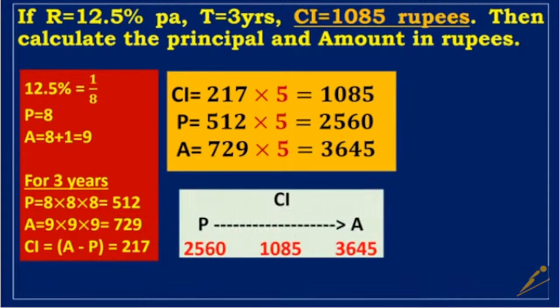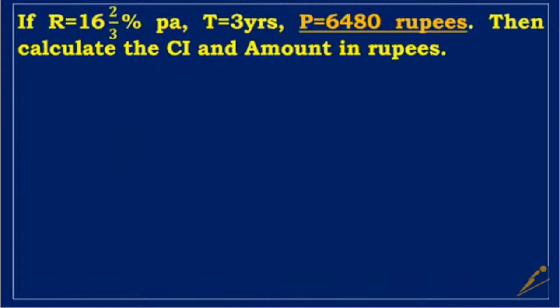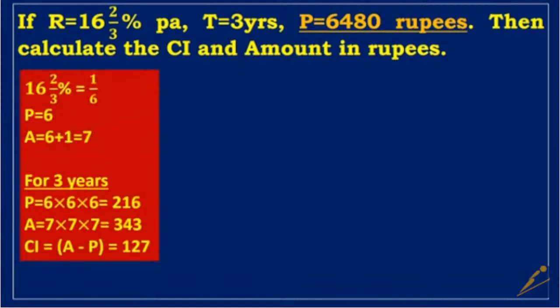Next example, if the rate of interest equals 16 2/3% per annum, time equals 3 years, principal equals 6,480 rupees, then calculate the compound interest and amount in rupees. Given the interest rate is 16 2/3%, which equals 1 divided by 6. The principal in this example is 6. Add numerator and denominator values to get amount, which is 7.